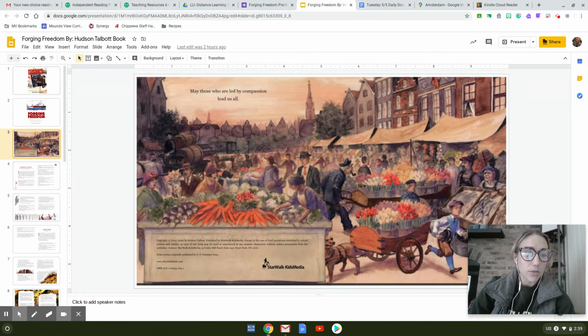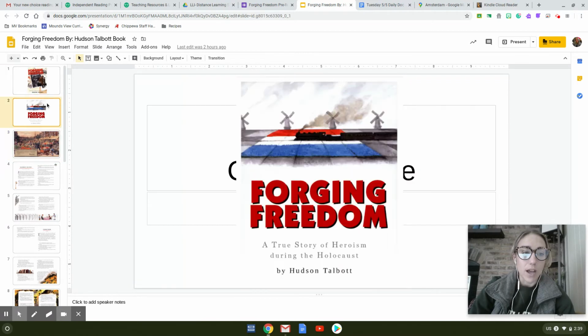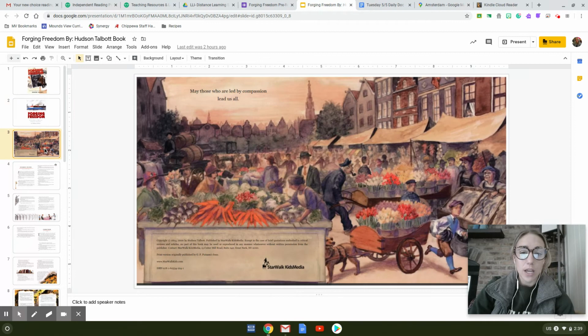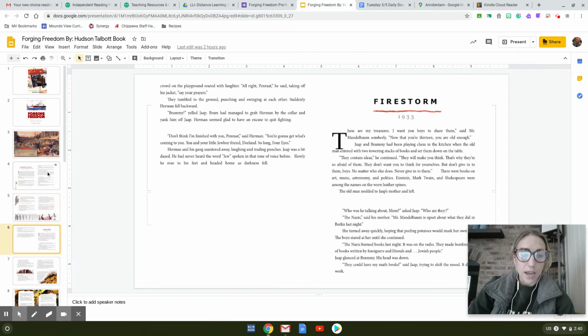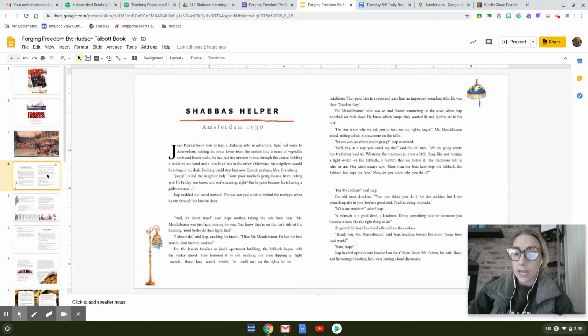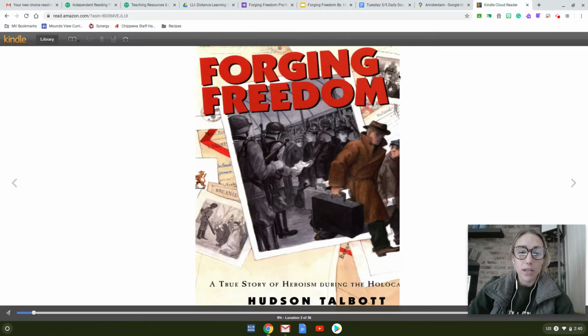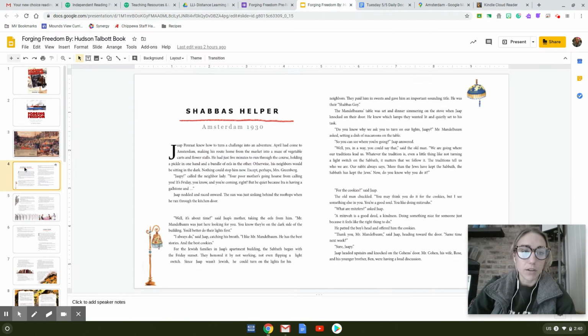Okay, so if you look, I have the cover, the title page, and then this is kind of the dedication. And then all of the chapters are in here. Okay, and so it actually worked out really nice because I was able to get this on iCloud. So I will be reading it from my Kindle. And then you will be reading it from your PowerPoint.